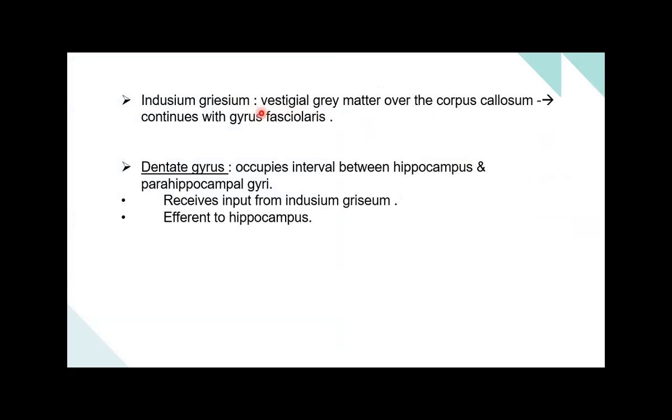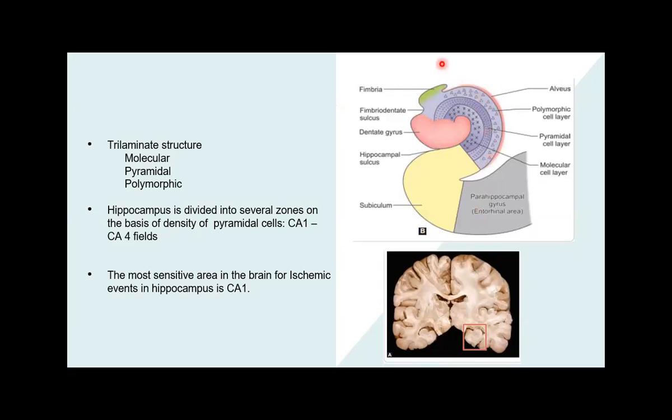Then the indusium griseum. The indusium griseum is a vestigial gray matter over the corpus callosum. This is the indusium griseum, the red colored structure over here.